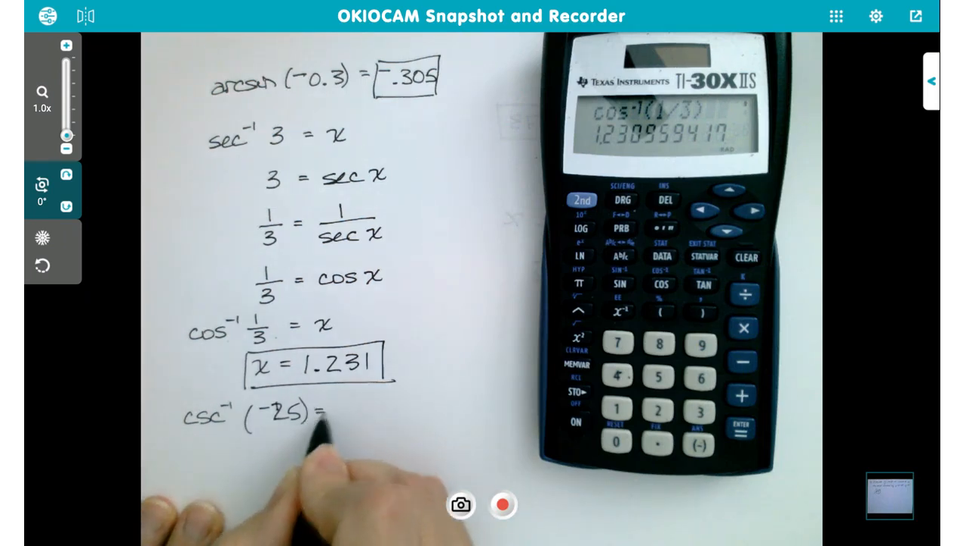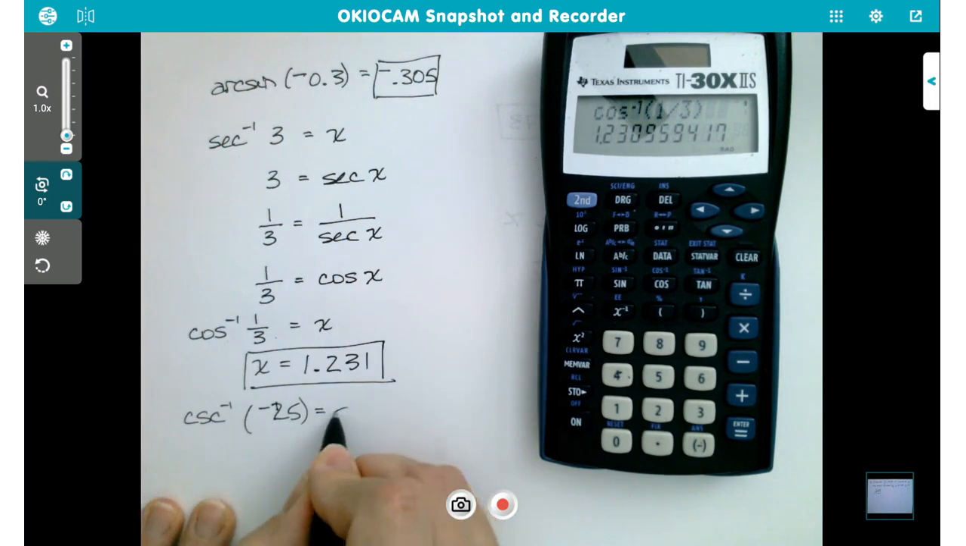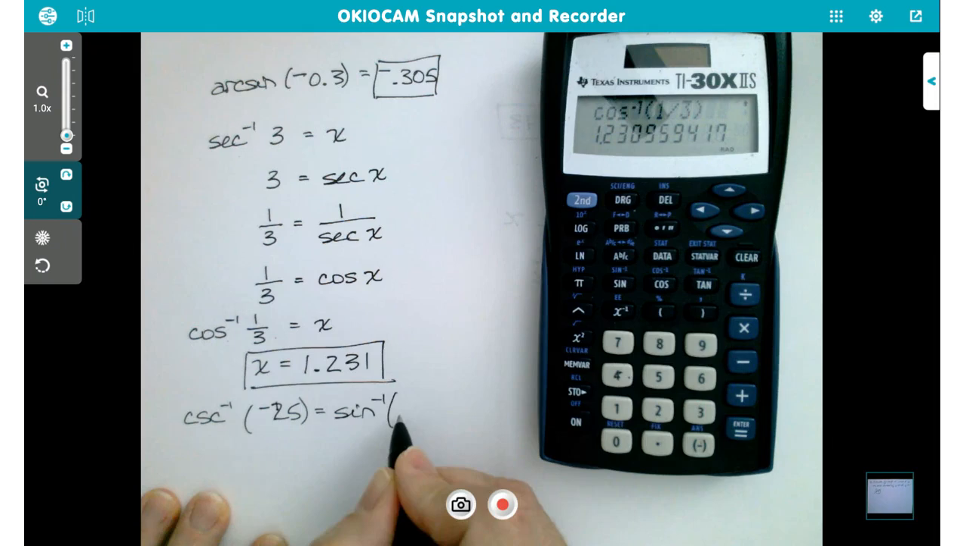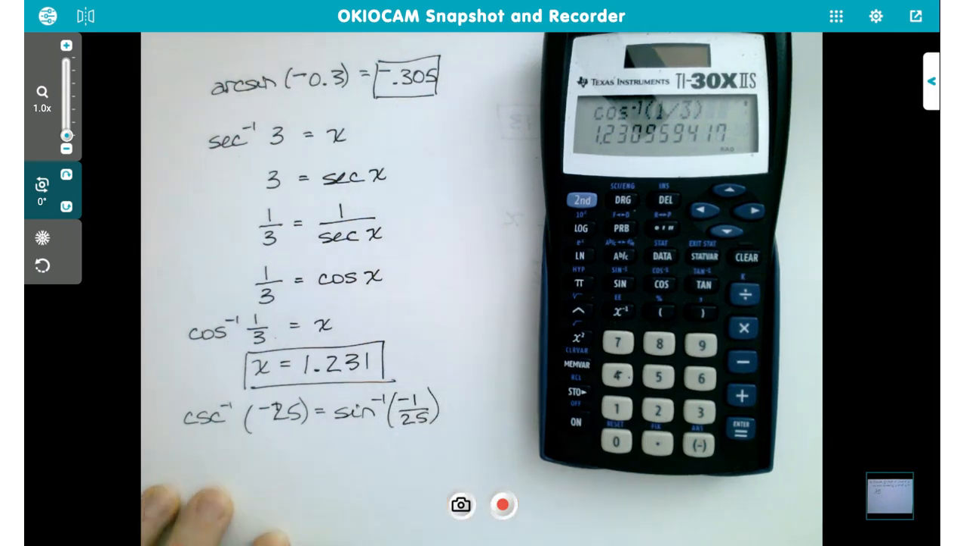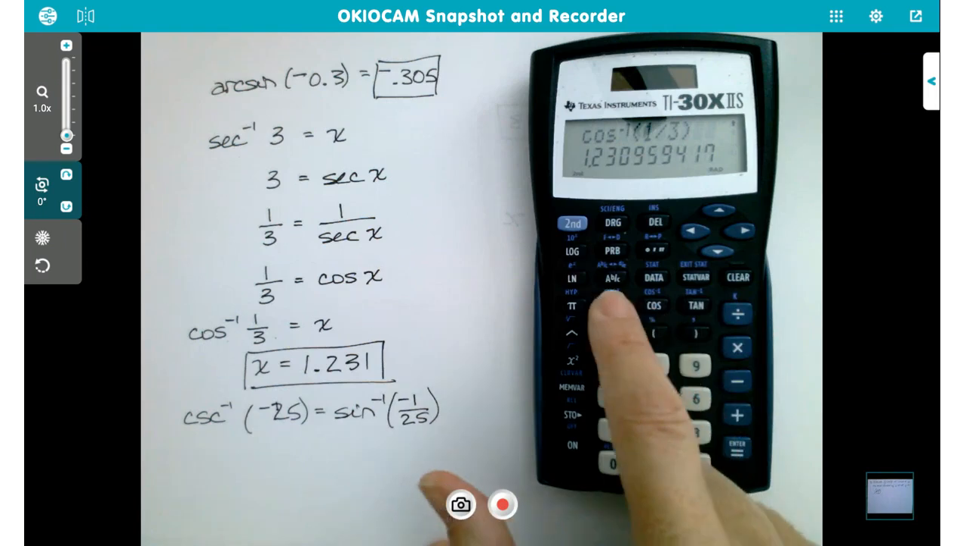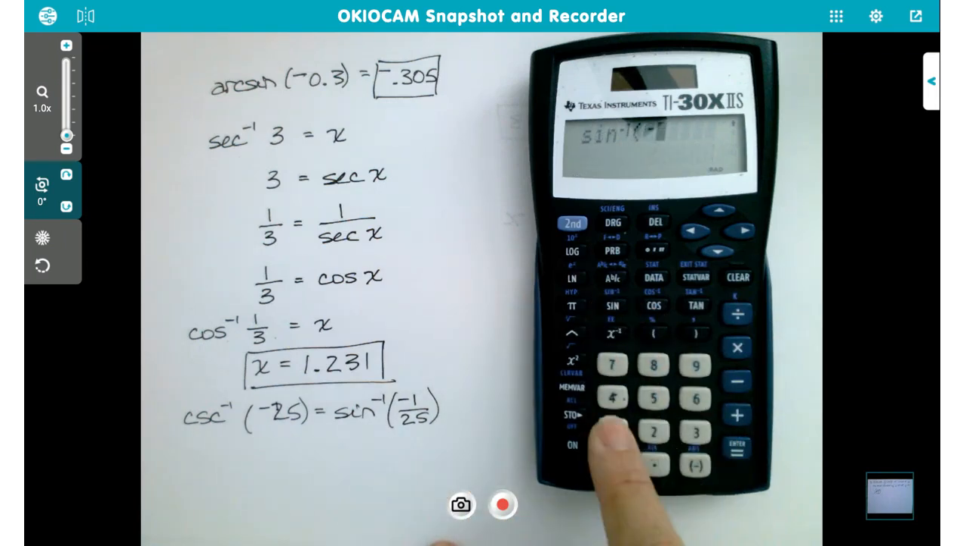I know that the cosecant is the reciprocal of the sine. So this is the same as the arcsine of the reciprocal of negative 25, which looks like that. And that's something I can put into the calculator. Let's see what we get. The arcsine of negative 1 over 25. And we got negative 0.04.